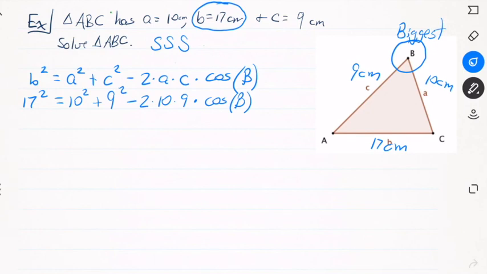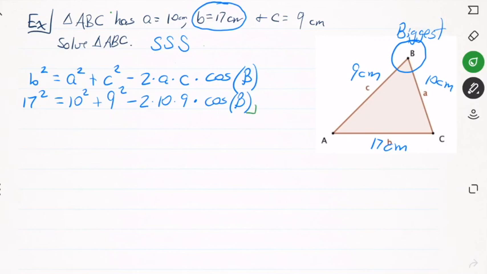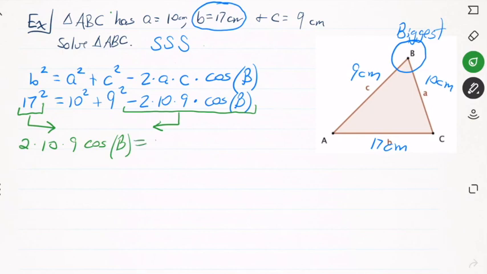All right, now you can sit here and grind this all out to get B by itself, but I think there's a step that you can take to make your life a little bit easier. This piece is negative on the right-hand side, and this piece is positive on the left-hand side. So if I move the 17 squared to the right and I move this chunk over to the left, all they do is change signs, so it looks like they're just switching positions. So this becomes 2 times 10 times 9 cosine of B is equal to 10 squared plus 9 squared minus 17 squared.